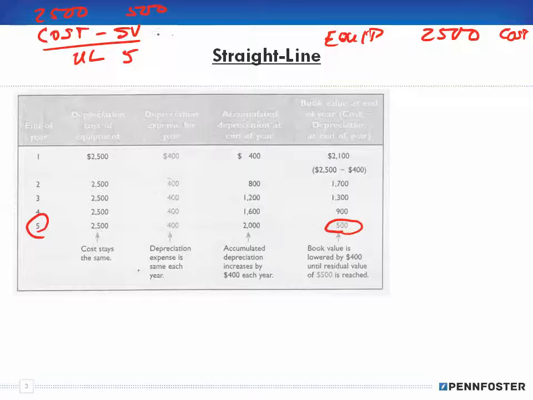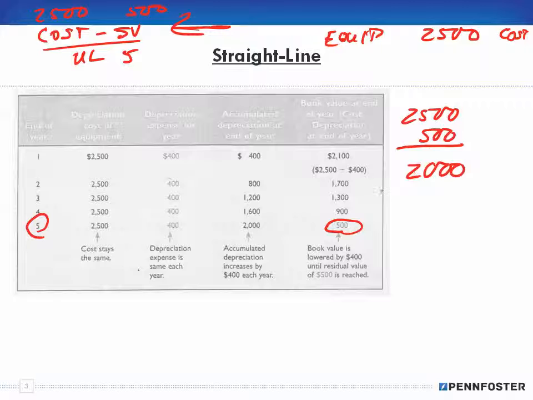Now what they're doing with the schedule here is they're just filling in information. When I take my $2,500 less my $500 of salvage value based upon the formula here, I'm going to end up depreciating that equipment $2,000 out of its $2,500. And when I depreciate the $2,000 over the course of 5 years, I divide 2,000 by 5 and I get $400 per year.